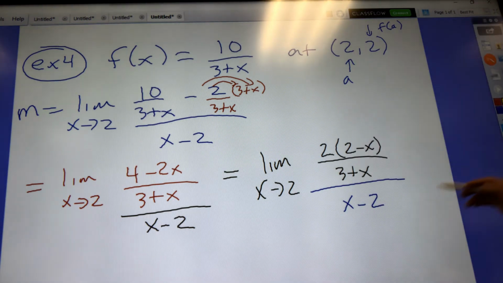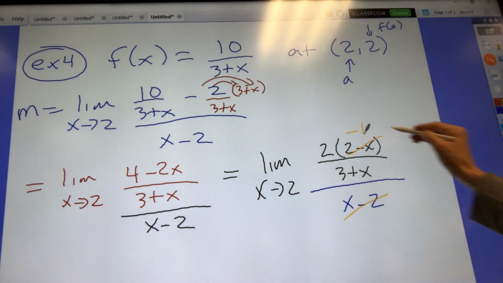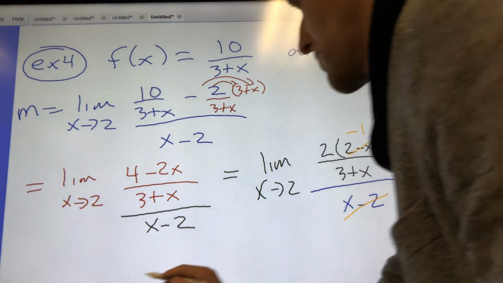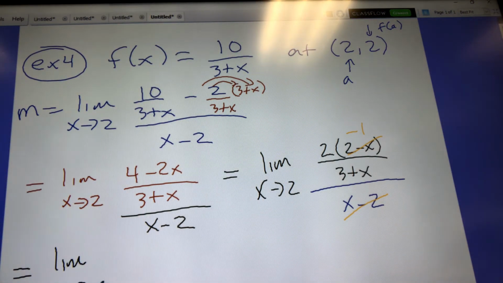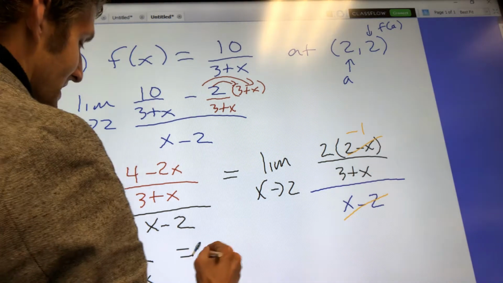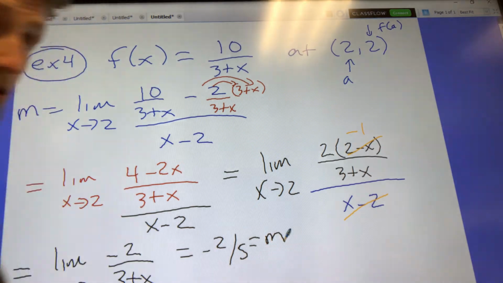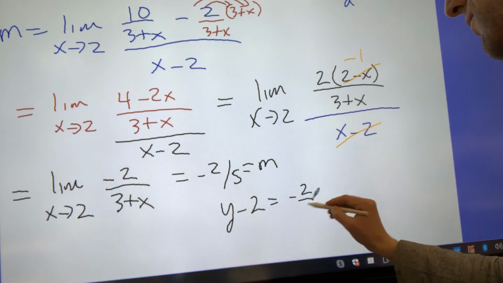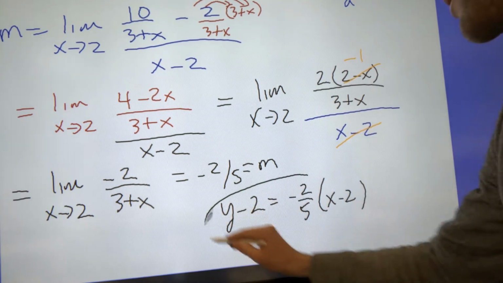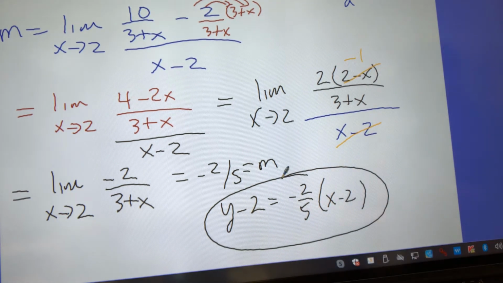All right, what's going to cancel here is 2 minus x over x minus 2. That's a negative 1. So we have the limit as x goes to 2 of negative 2 over 3 plus x. Plug 2 in, you're going to get negative 2/5, and that is the slope. Okay. y minus the y value is equal to the slope times x minus the x value. That's the equation of my tangent line.